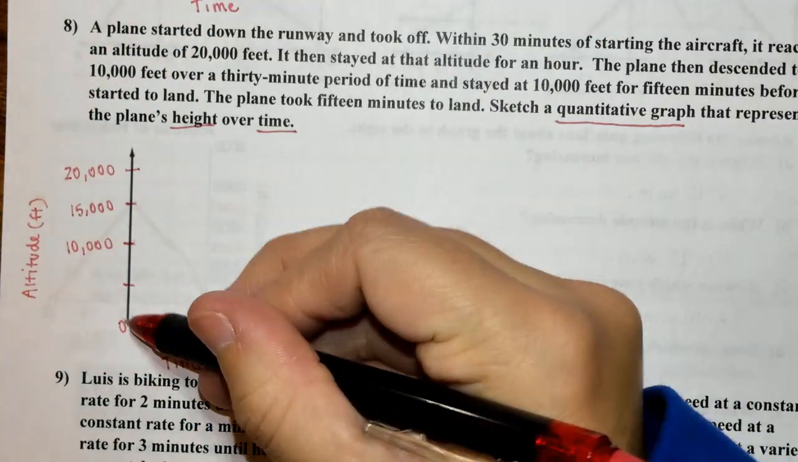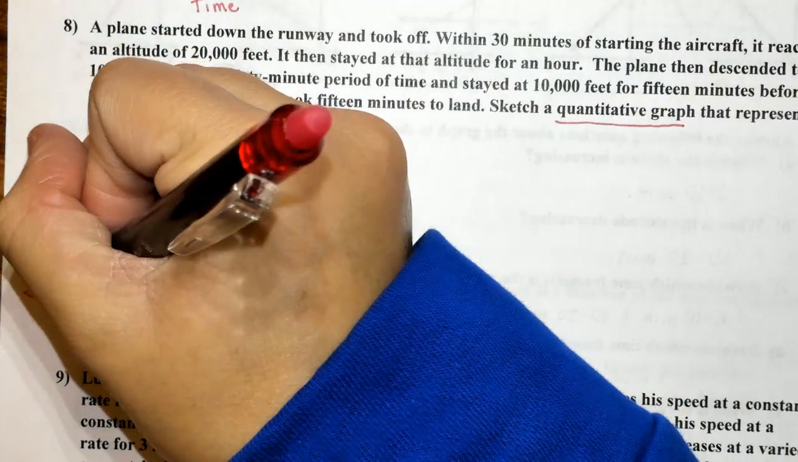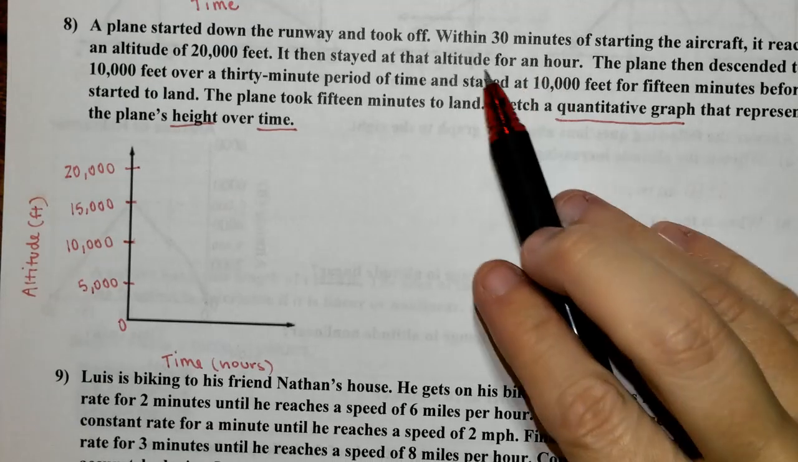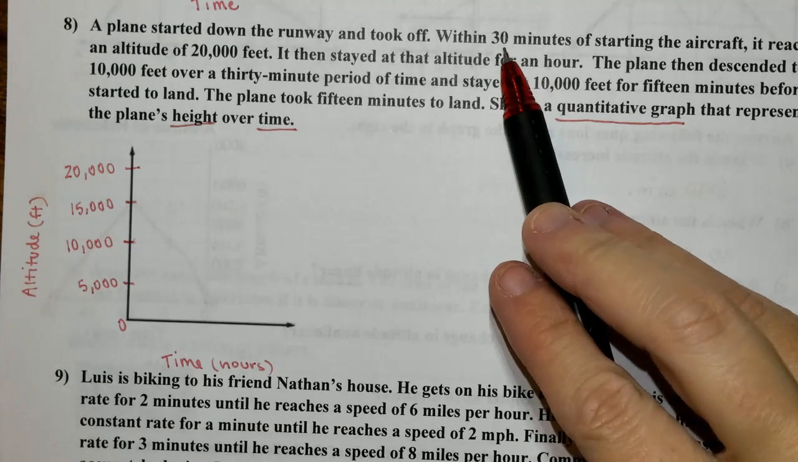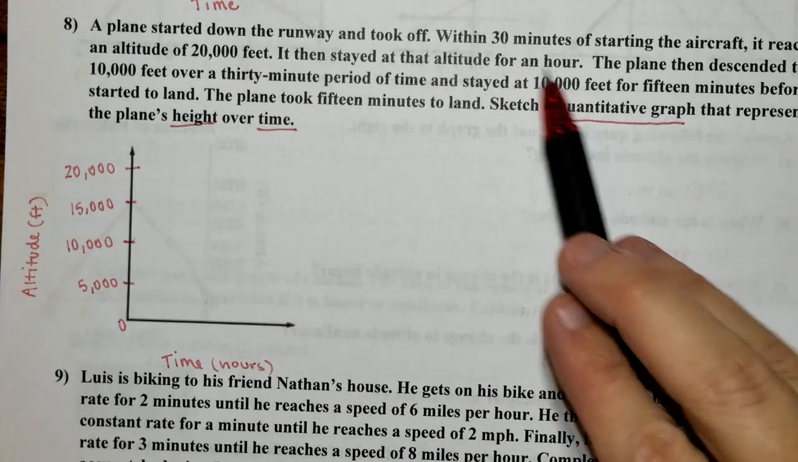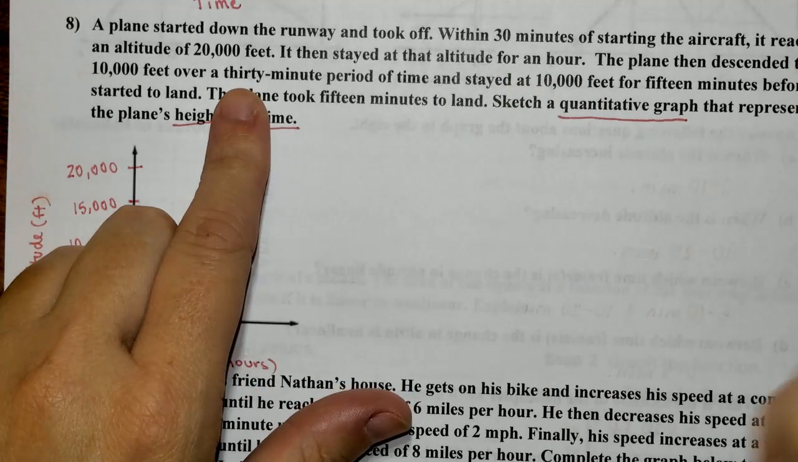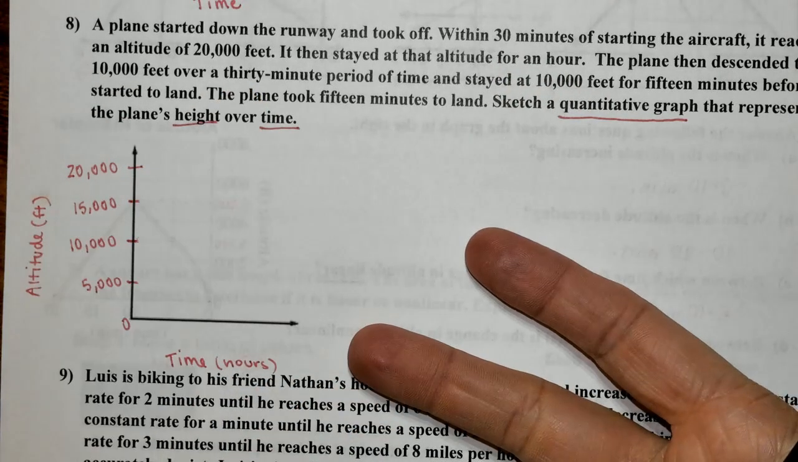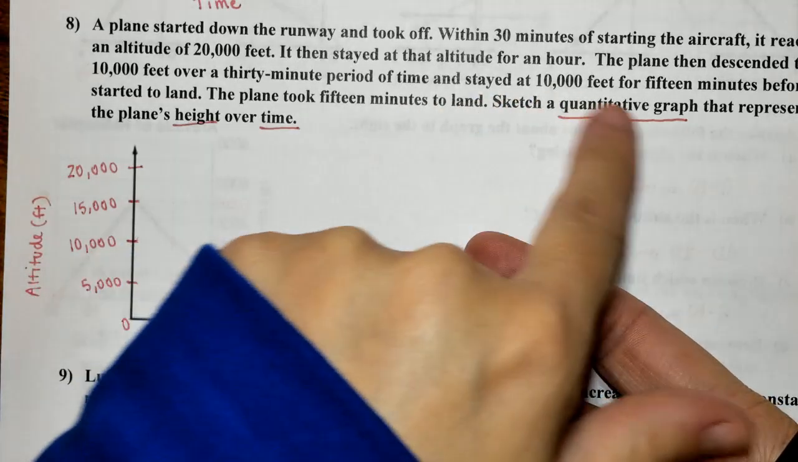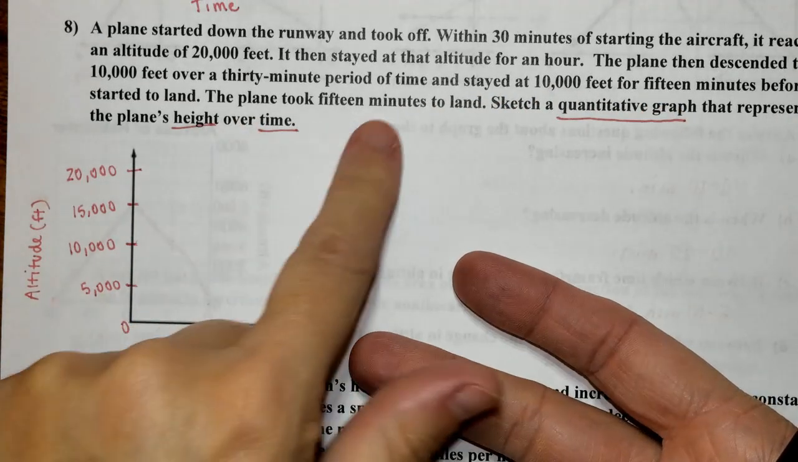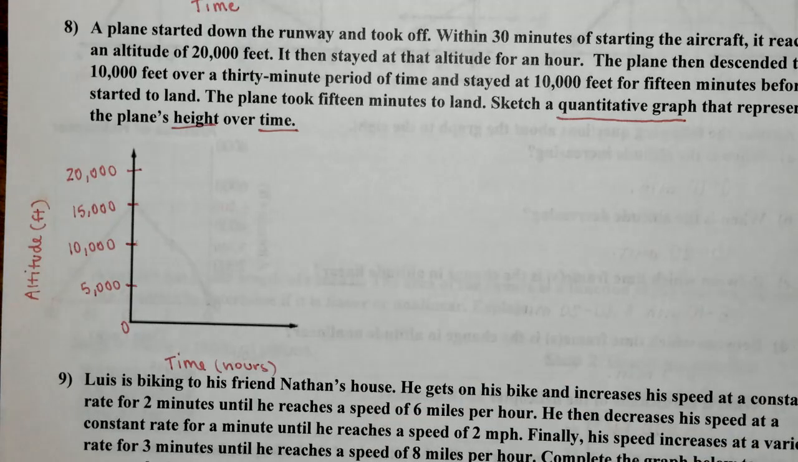And between 0 and 10, I would have 5,000. Right, and then I'm going to look at my time. So I know 30 minutes, it reached the altitude, it then stayed there for an hour. So far I've got an hour and a half. Then it descended over another 30-minute time frame, so I'm up to 2 hours. And then it stayed there for 15 minutes, so 2 hours and 15 minutes. And then it took 15 minutes to land, so about 2.5 hours.